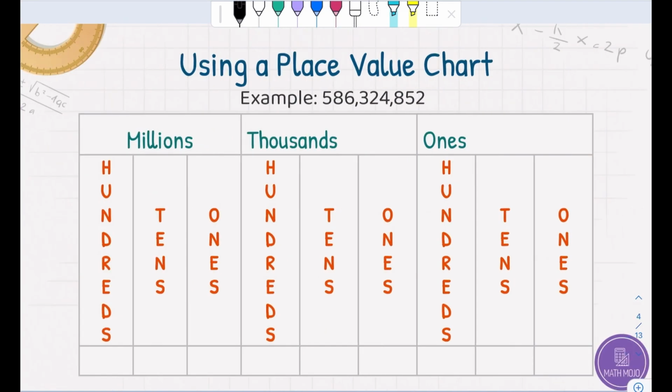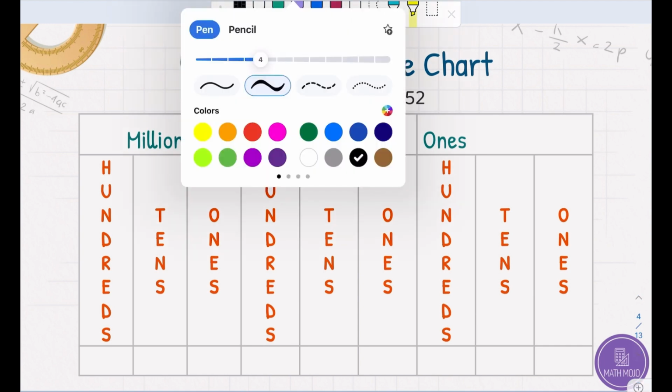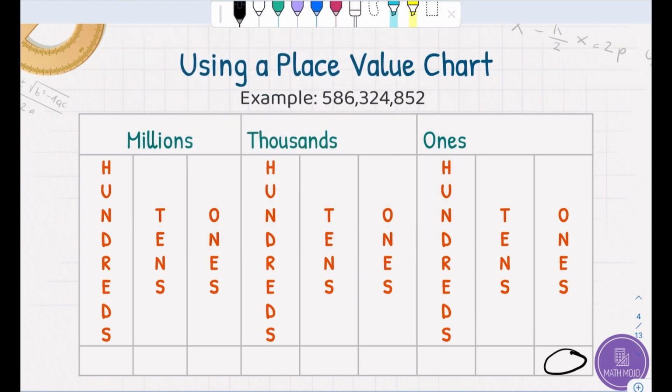We have our number right over here, which is, in words, 586,324,852. Starting off, when using a place value chart, you need to start from the right side. So the first number that we would have to transfer over is our 2, which would fall underneath our ones section, underneath the ones.